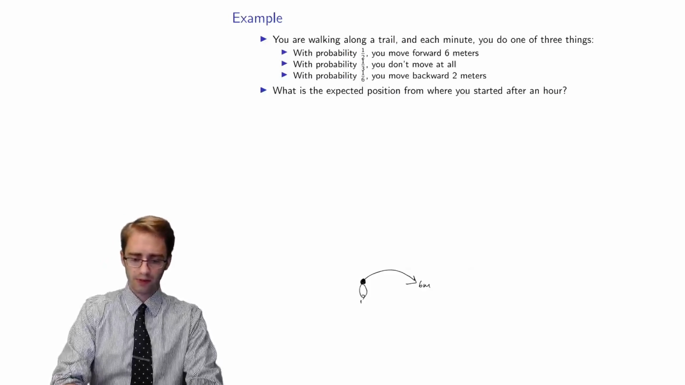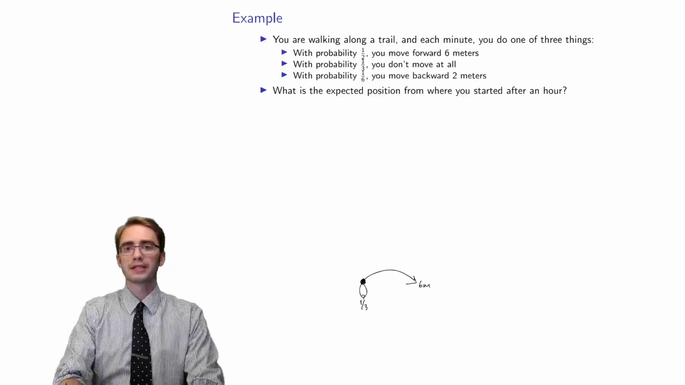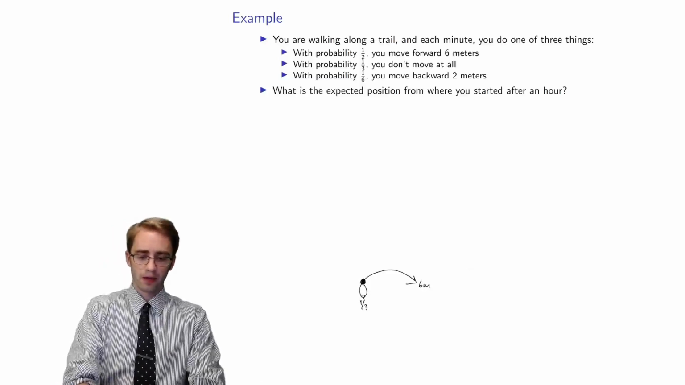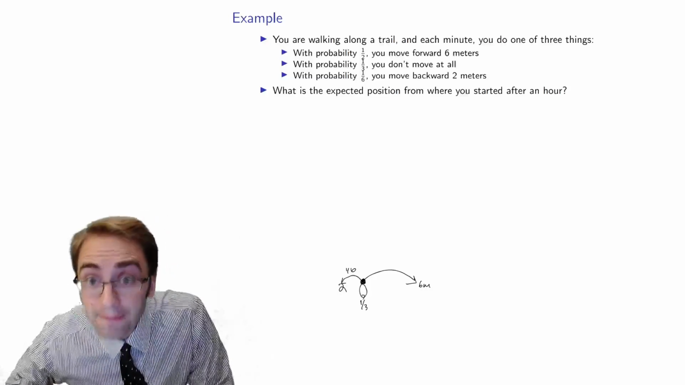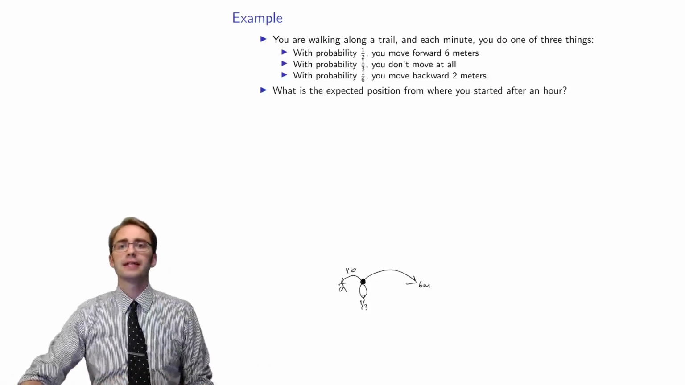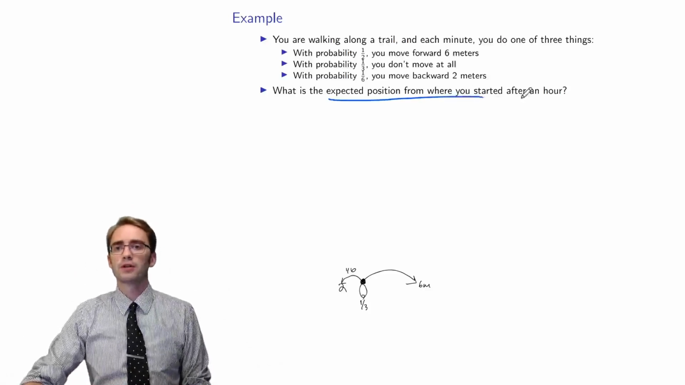And so I'll make it 1/3. And then with probability 1/6, you move backward 2 meters. Did I get those right? Yeah. And the question is, what is the expected position from where you started after an hour?